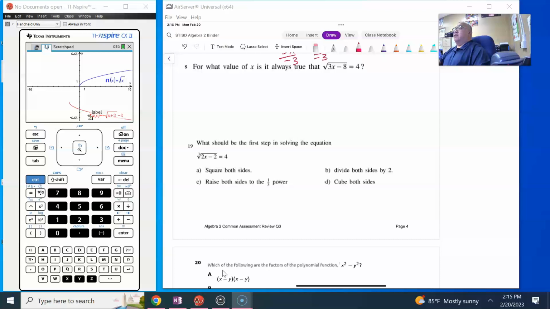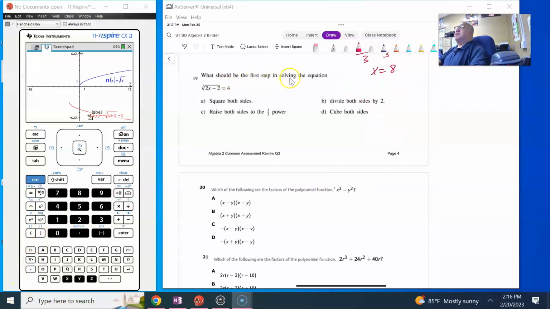18, for what value of x is this always true? So we have the square root of 3x minus 8 equals 4. The left side we square, the right side we square, so we have 3x minus 8 equals 16. You add 8 to both sides, so you have 3x equals 24, divided by 3, so x equals 8. So what you would do is you substitute. 3 times 8 is 24, 24 minus 8 is 16, square root of 16 is 4.